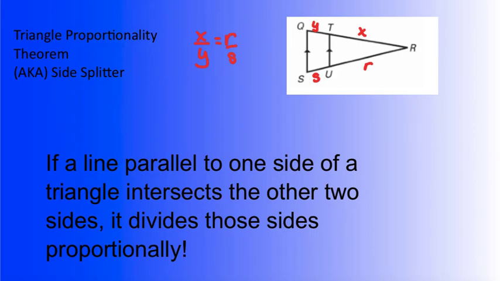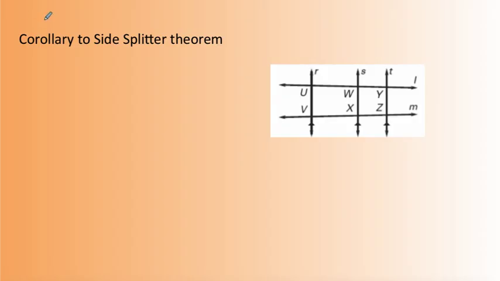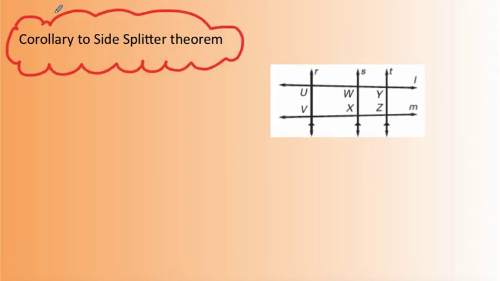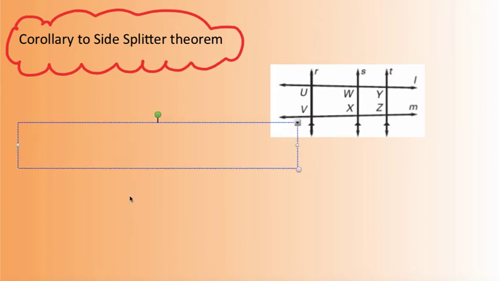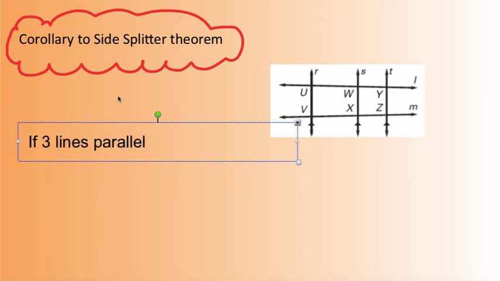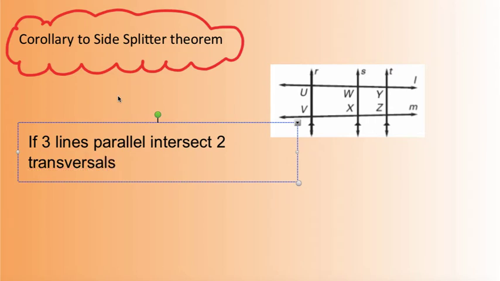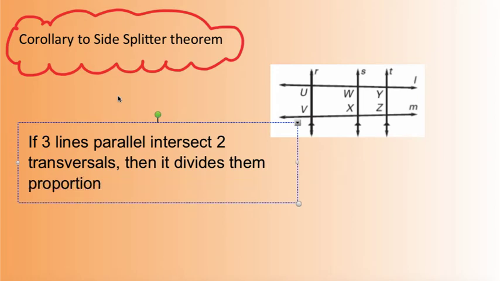All right, now that actual theorem can be extended a little bit further. I call it the corollary, and our book calls it the corollary to the side splitter theorem. You may notice that the picture I gave you is not triangles, so this theorem is slightly different. It says: if three parallel lines intersect two transversals, then they divide them proportionally.